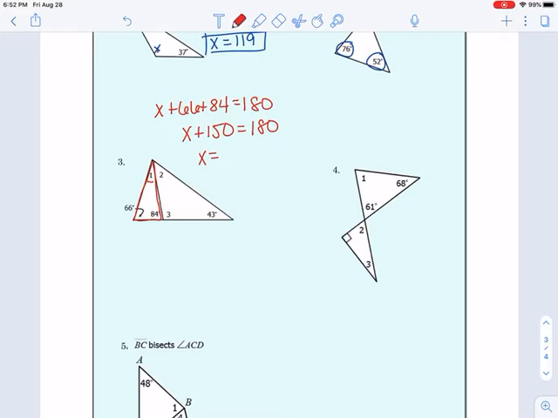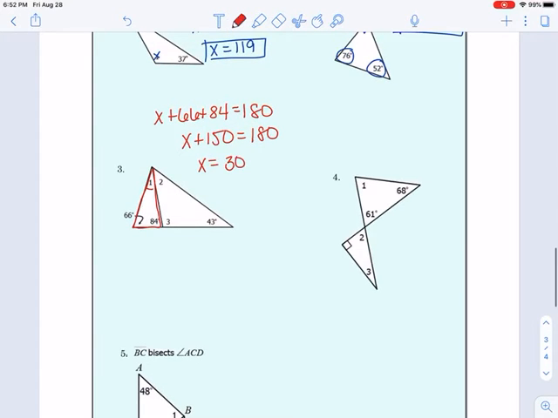Subtracting 150 from both sides, I should get an answer of 30. So the measure of angle 1 is going to be 30 degrees. Okay, so let's find angle 2 and angle 3 now.